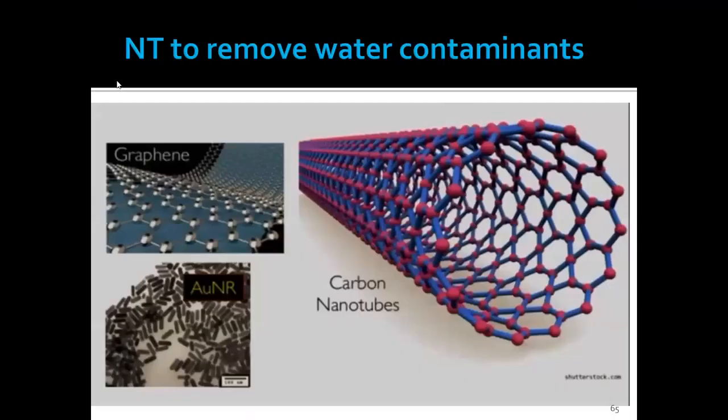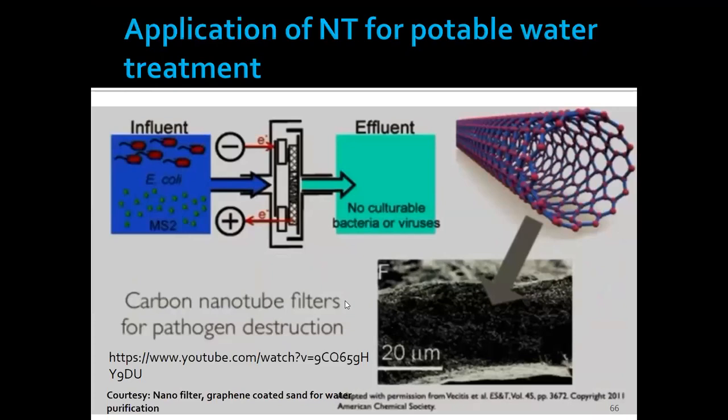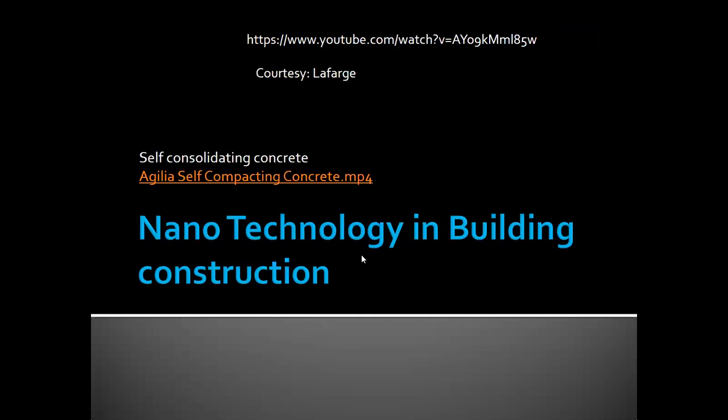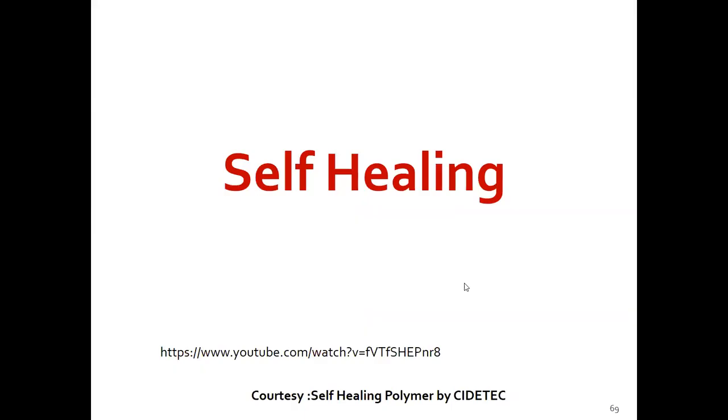So nanotechnology can help in this removal, because it is chemically reactive, both as a catalyst and through its higher surface area. In your house you may have a reverse osmosis RO water plant, which uses carbon. Activated carbon is used to remove odor and smell from the water. Similarly, I think Professor Pradeep at IIT Madras is working on water purification and water filters, right? Similarly, self-consolidating concrete, everyone is aware of, so I'm not going into that detail.